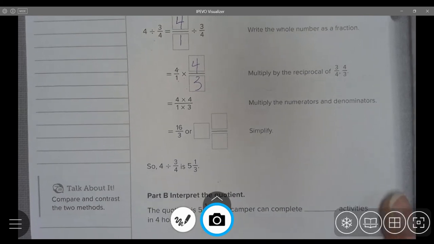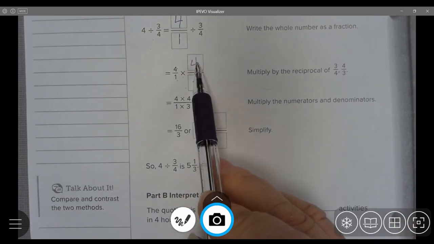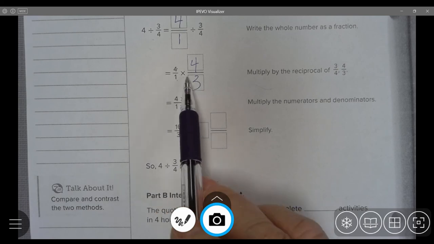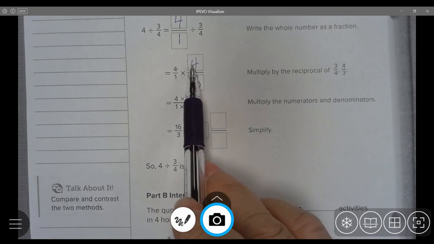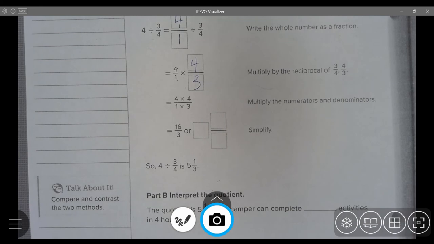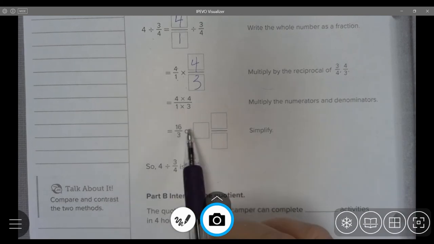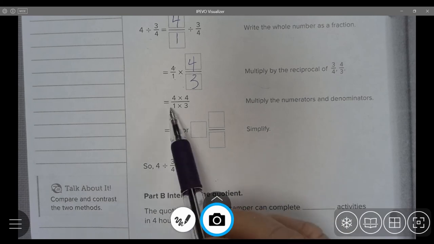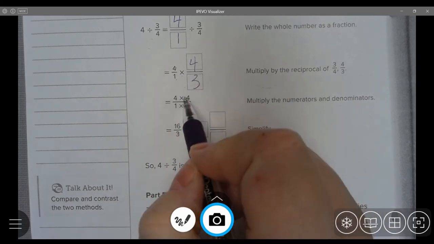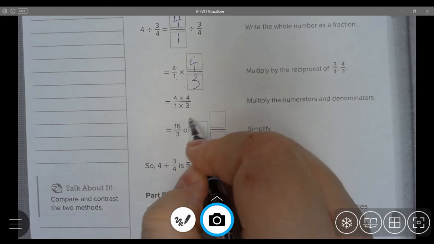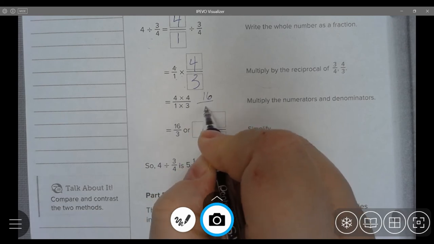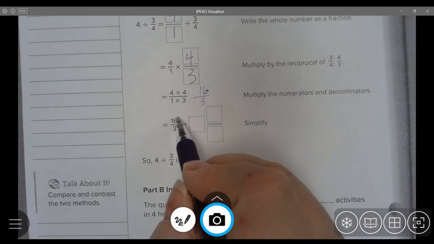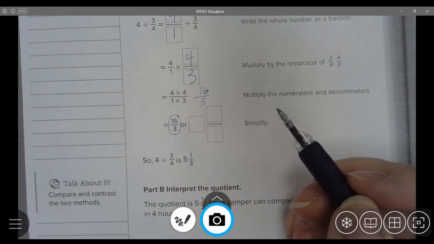Then I am going to say, can I cross cancel or simplify? 4 and 3 do not have common factors, so I have to leave those alone. 1 and 4 do not have common factors. I have to leave those alone. So we can't cross cancel or butterfly. We have to go ahead and do straight across multiplication. 4 times 4 is 16. 1 times 3 is 3. So we have an answer of 16 over 3.